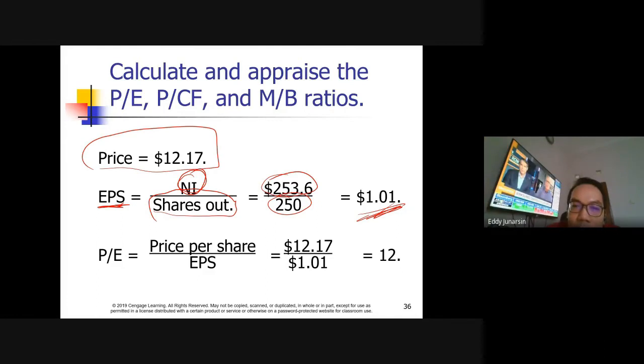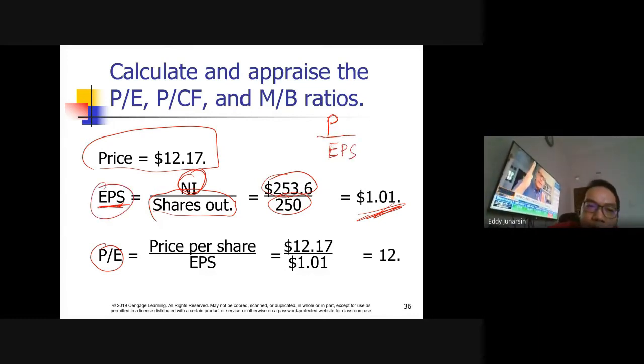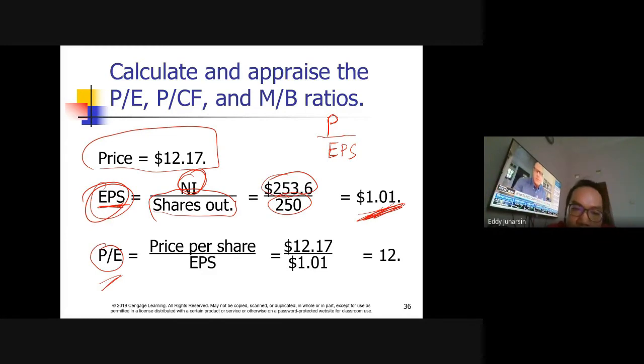And we have a ratio here. PE is price to EPS, so price to earnings. Because the stock price is always per share, the earnings here should be per share as well. That's why we calculated EPS previously, right? 101. So again, because the stock price is always per share, then the earnings should be per share too. And we find it's 12 times.